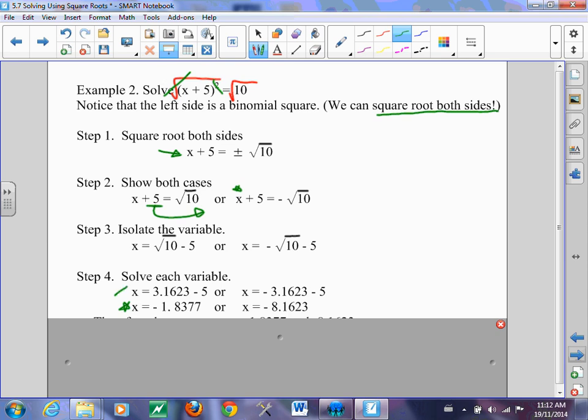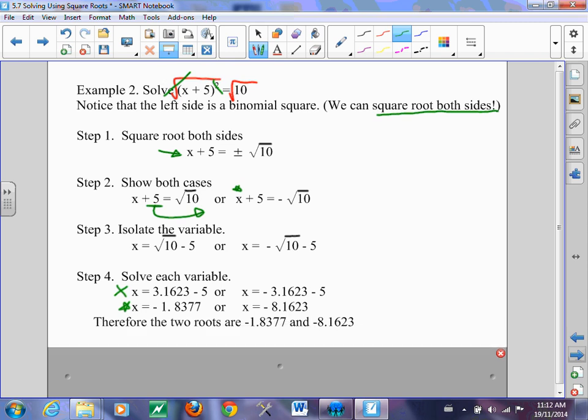I don't need to see this second step. You can just plug it right in your calculator because most people have a good calculator these days. All right? And what you're going to have is, therefore, there are two roots. So one root, if we rounded it to two decimal places, would be negative 1.84, and x equals negative 8.16. Those would be your two roots.